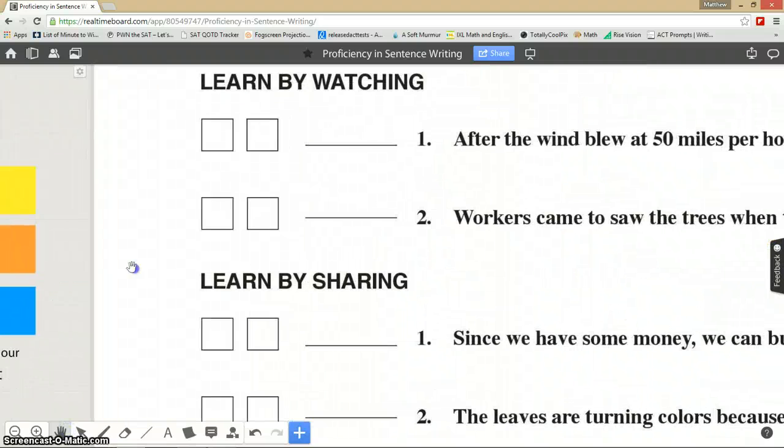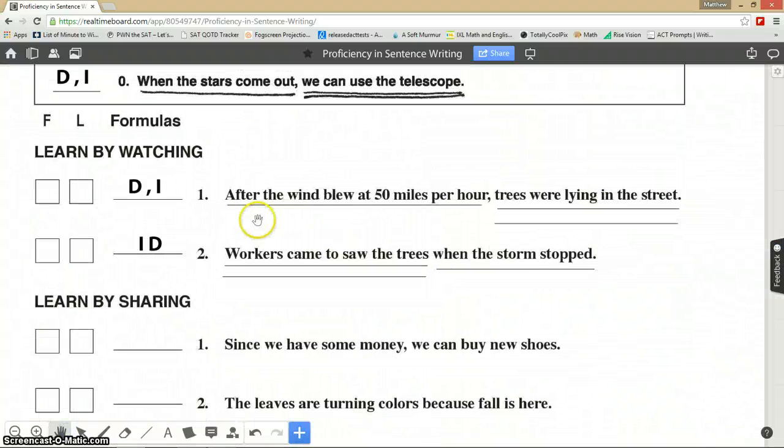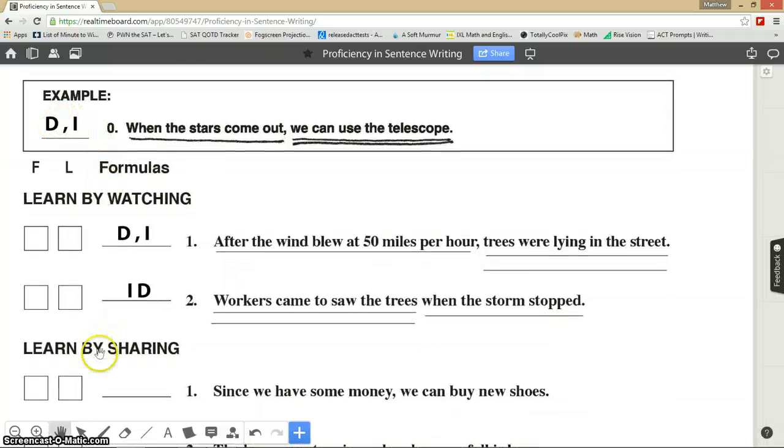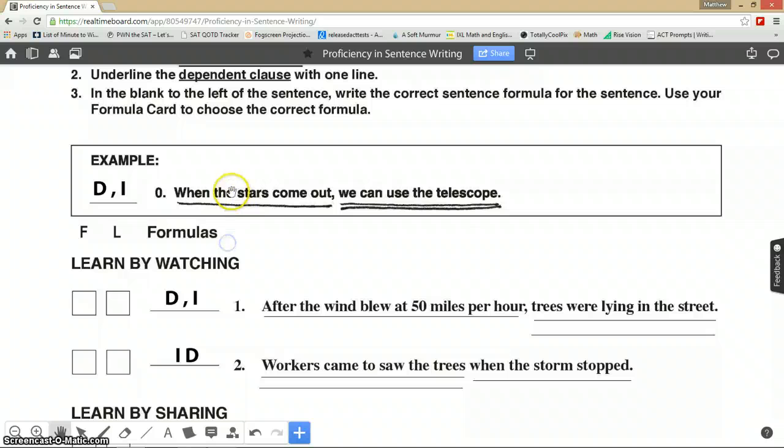So going over to the worksheet, I've labeled some things already. You need to label the structure of the sentence. Like all junk, you can flip that junk to the front end of the sentence. And so when the stars come out, comma, we can use the telescope. That's actually a flipped sentence. The core junk, which happens to be a dependent clause, has been flipped to the front. So it's D, comma, I.